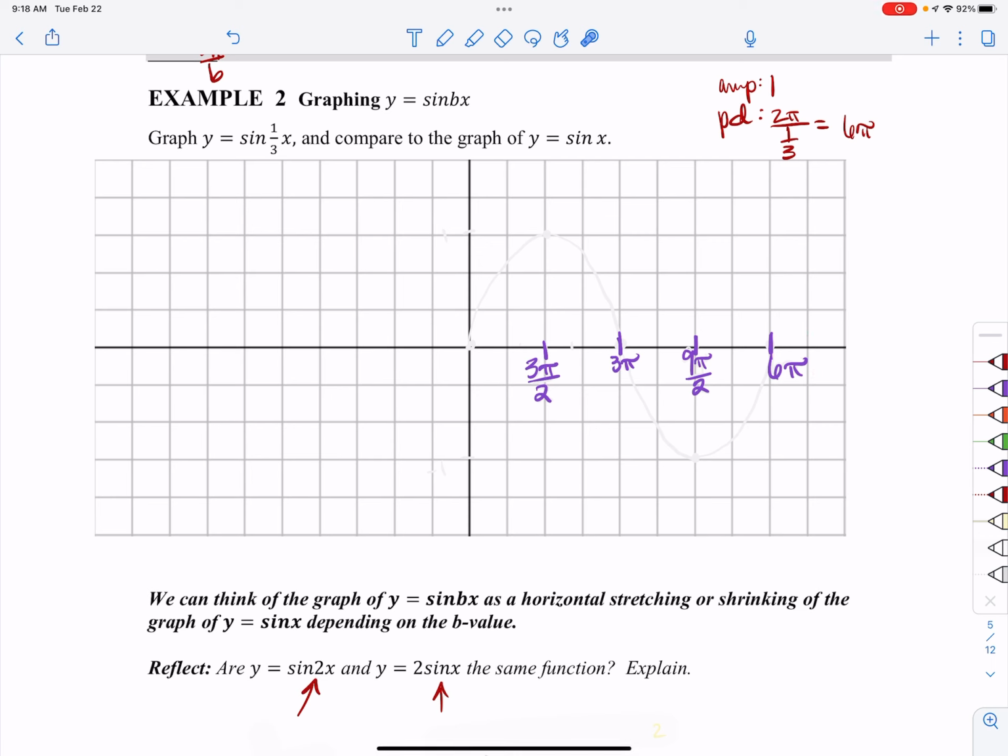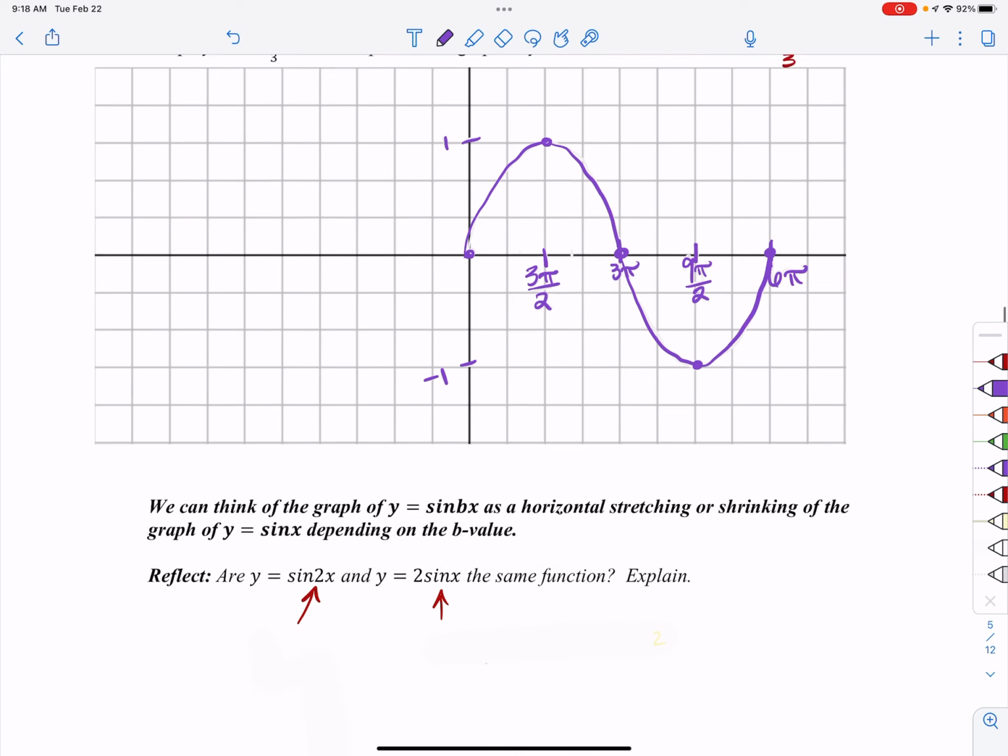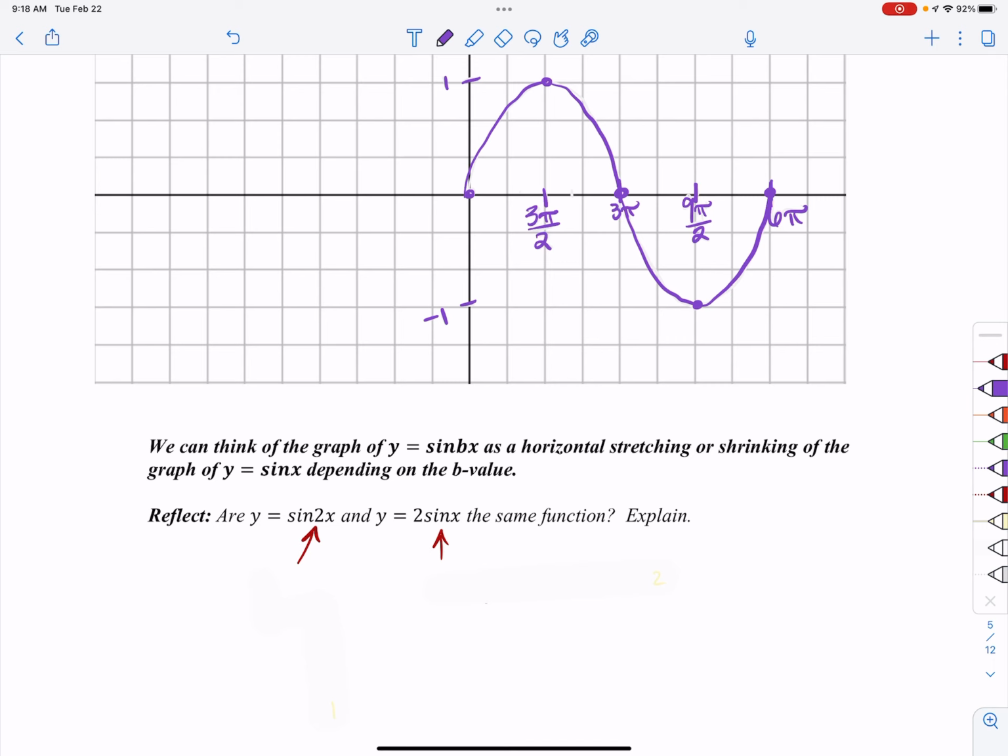Again, this is a sine graph, so my sine graph is going to have x-intercepts at the beginning, the middle, the ending. It's going to have a maximum at the first quarter and a minimum at the other quarter. We are just going up and down to 1. So then I can just connect my 5 values, and I have my new sine graph drawn. This is like a horizontal shrinking and stretching. So I'm stretching it or shrinking it from side to side.